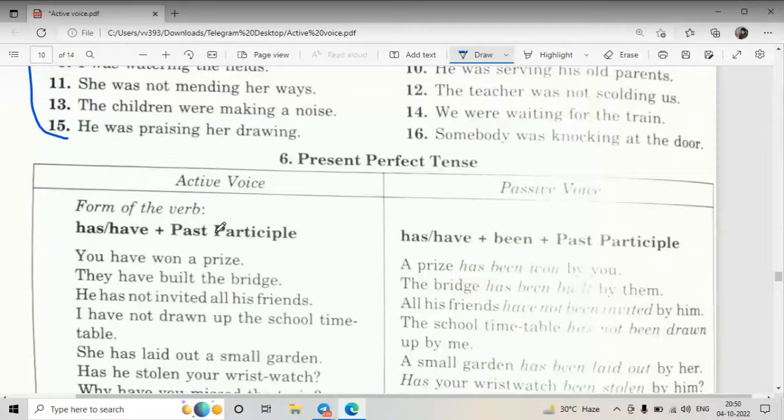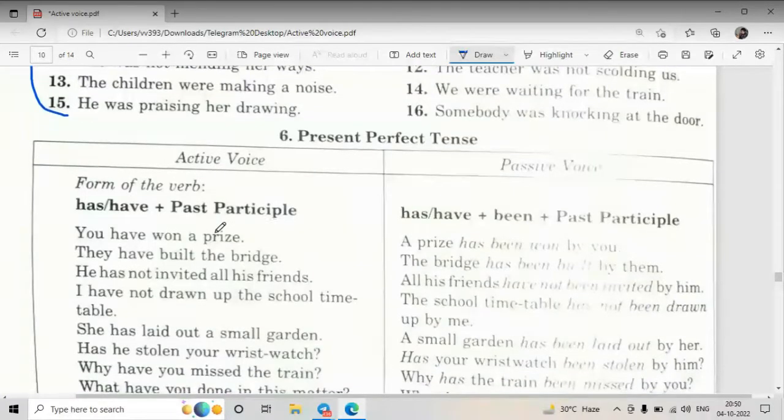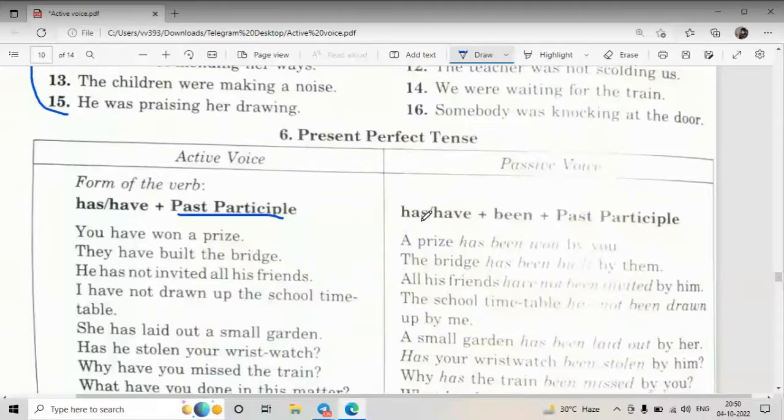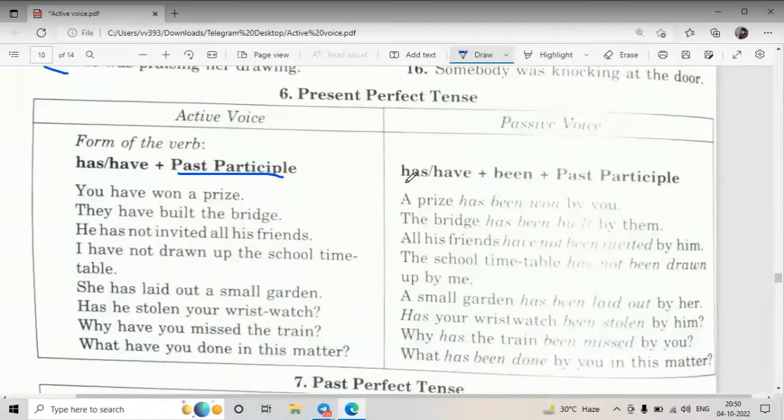Okay. So the next will be present perfect tense. Its formation in the active voice will be has/have plus past participle, or we can say has/have plus verb's third form basically, and it will be changed in the passive voice into has/have plus been plus verb's third form.